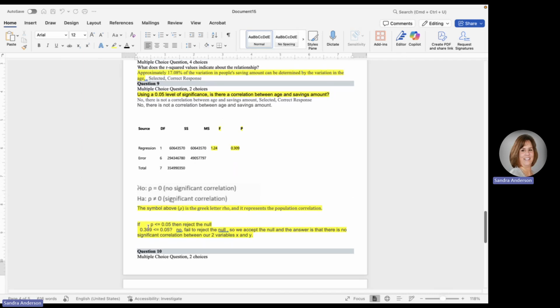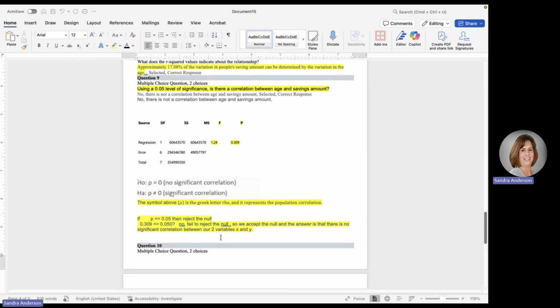So then we do our hypothesis test, and we know to do if p is less than or equal to 0.05, then reject the null. P is 0.309, which is actually not less than or equal to. Since it's not less than or equal to 0.05, then we fail to reject the null. That means we accept the null. And if we accept the null, that means that there really is no significant correlation between age and savings account.